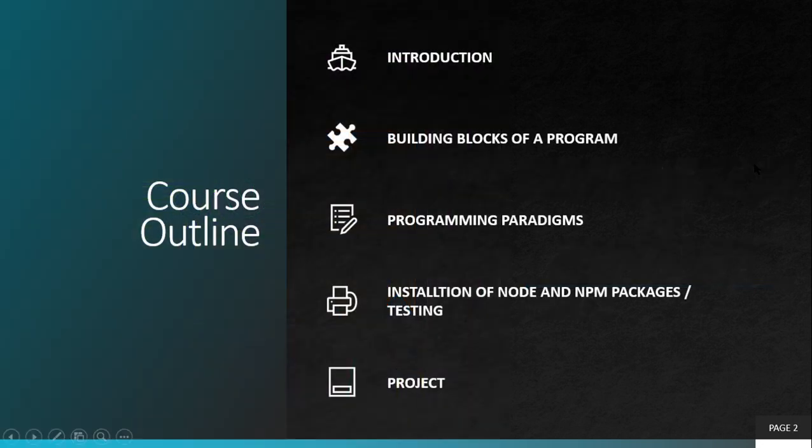Right, so now this course will be spanning 5 weeks. The first week we'll just go into the introduction. The second week we'll talk about the building blocks of a program. The third week we'll talk about programming paradigms. The fourth week we'll be talking about installation and npm packages testing. We'll be looking at how we can install our npm packages. Then in the fifth week we'll do two projects that will test us on what we have done so far. So let's go into details of what we are going to be doing for the first week.